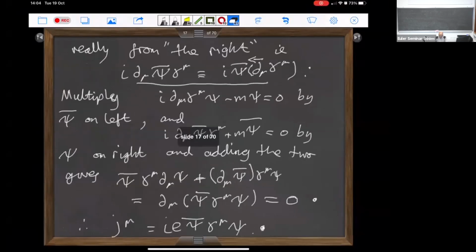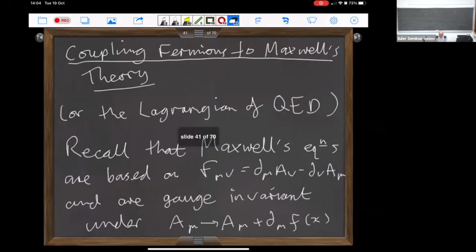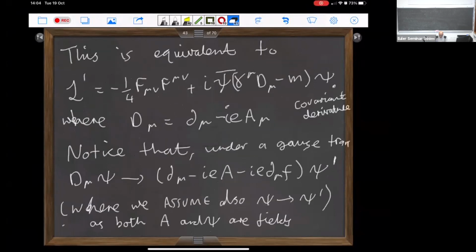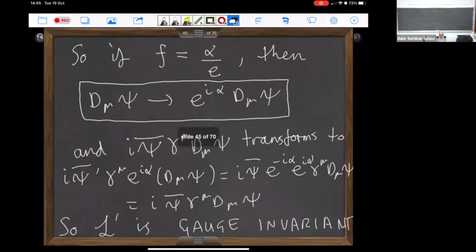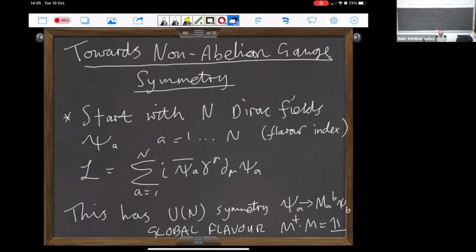Recap to the last part of the last lecture. So we saw that coupling fermions to gauge fields gives us a way of writing gauge invariant Lagrangians. I'm going to review this last part here on non-abelian gauge symmetries and how fermion fields interact with gauge fields.